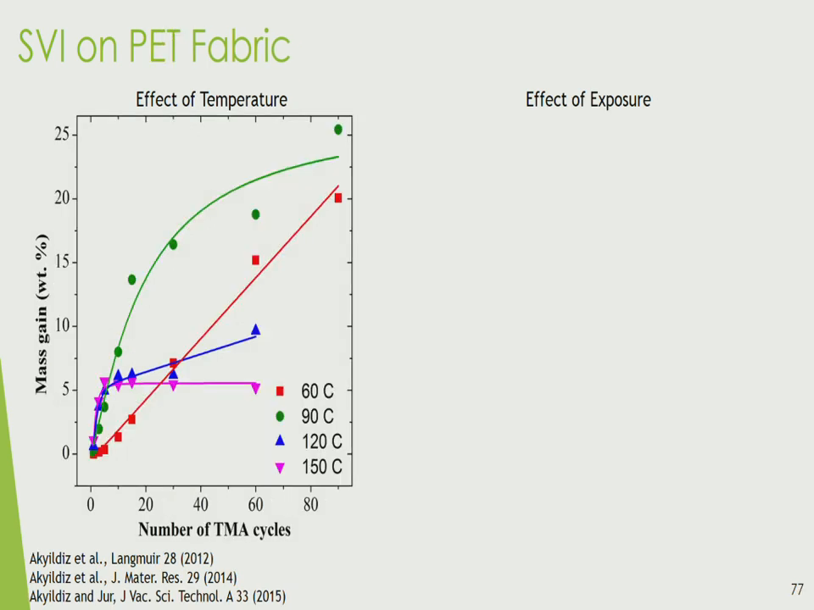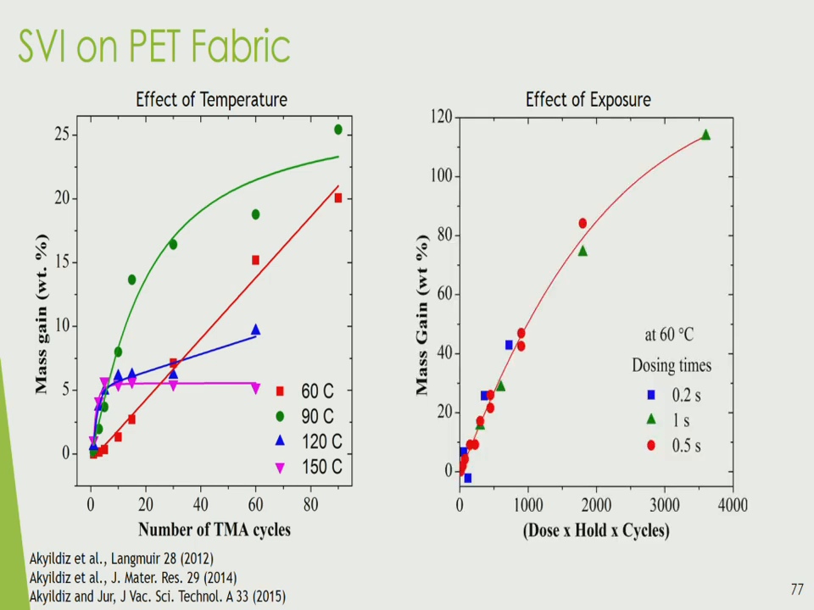With PET, we see similar effects of temperature, but if you look at the effect of exposure, they all follow the same line. Mind you, that's 110% mass gain. So that's literally doubling the mass of whatever fabric I'm placing in there. That's a lot of TMA I'm putting in.